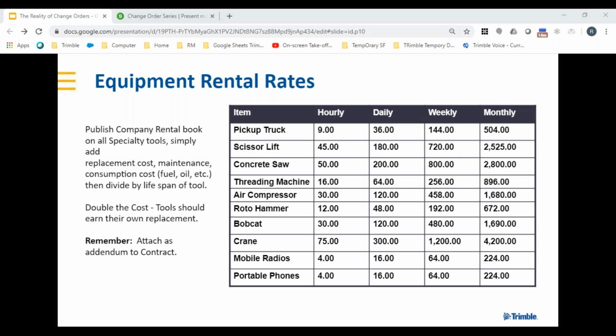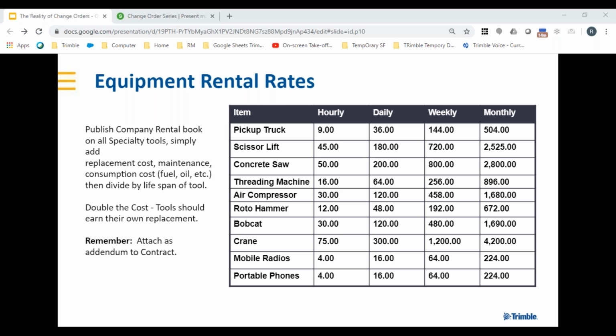Equipment rental rates. One of the best things you can do for your company is create a rental book. Have that as an attachment to your contract, and make sure that you maintain it and keep it current. Simply put, ladders, specialty tools, things that you already own and supply on a project. Pretty much any tool outside of what your labor provides for themselves is something we would want to have in that rental book.